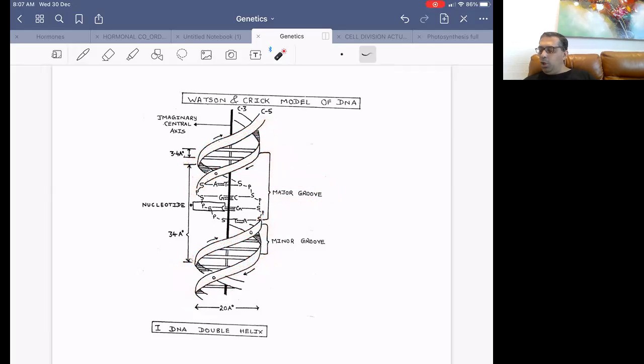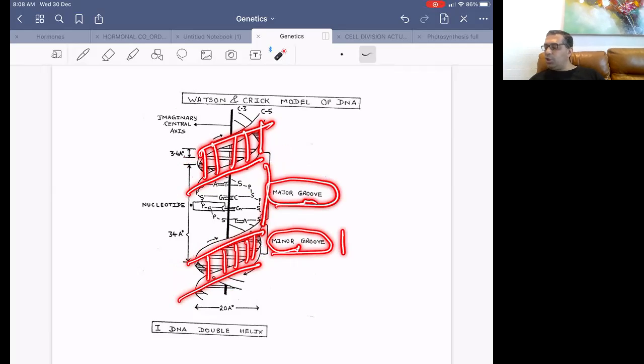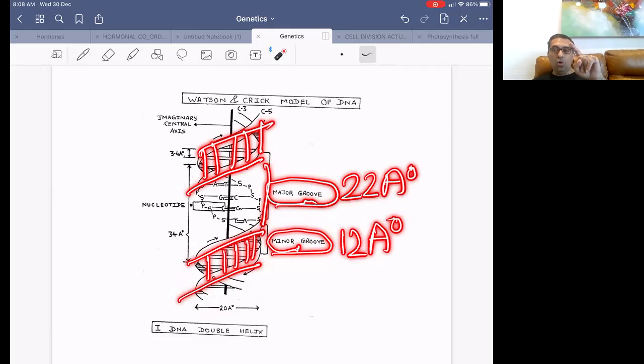So space between two strands is called minor groove. And space between a double helix is called a major groove. Minor groove is 12 angstrom units. Major groove is 22 angstrom units. ये notes में लिख लेना, not given in the notes. Minor groove is 12 angstrom units. Major groove is 22 angstrom units.